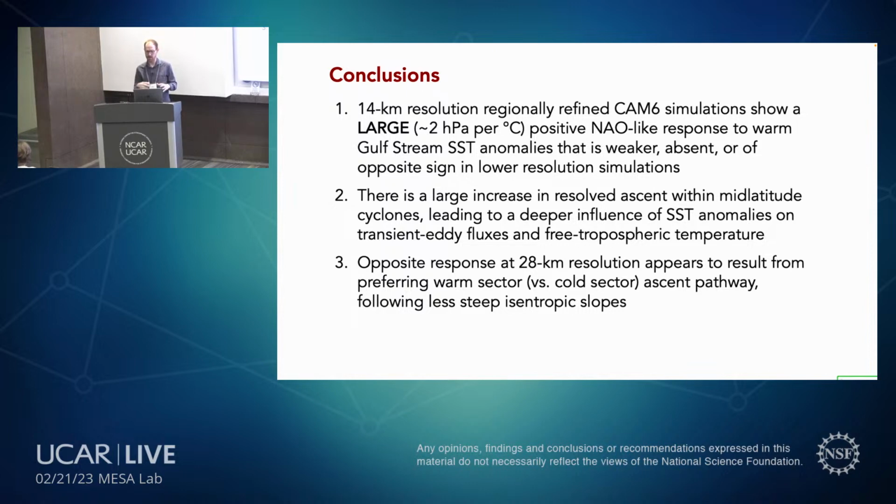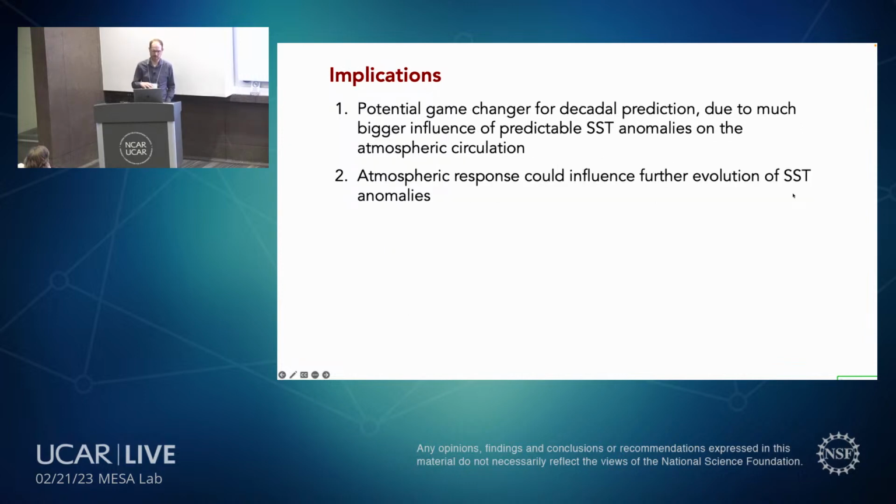And I think the opposite response at the intermediate resolution is coming from preferring warm sector ascent versus cold sector ascent within the cyclones. Kind of out of time here. Just wanted to say that this really has potential big implications for making decadal predictions, because we can predict SST anomalies on multi-year timescales, and if they have a bigger influence on the atmospheric circulation, this is then very important for predicting climate over the surrounding land regions.